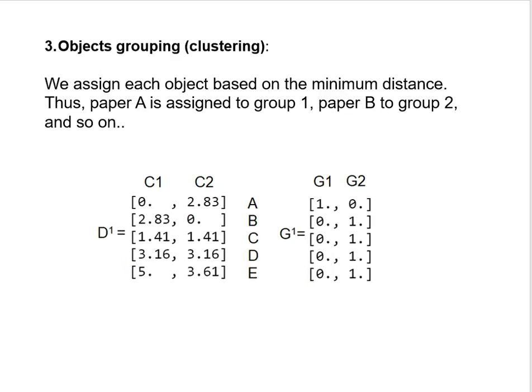Once the distances are calculated, this is the distance matrix that we have just calculated. We need to find groups or clusters depending on the minimum distance. For example, A's distance from C1 is 0, whereas A's distance from C2 is 2.8. So we take the minimum distance and assign A to cluster 1 or group 1, and we represent it by 1. So 1 0 indicates that A belongs to group 1. Similarly, all these other points belong to group 2, and we have two clusters at this point.